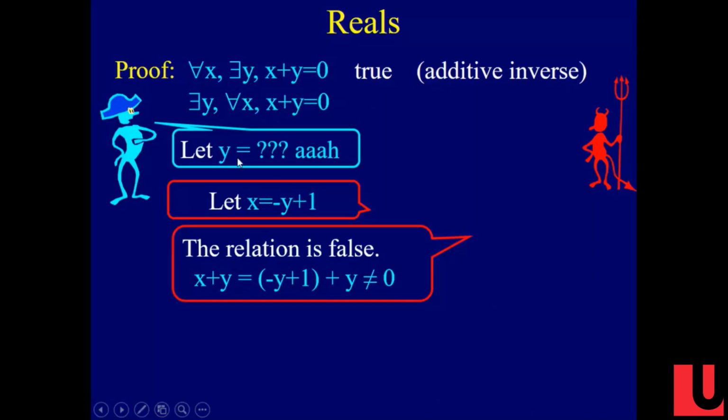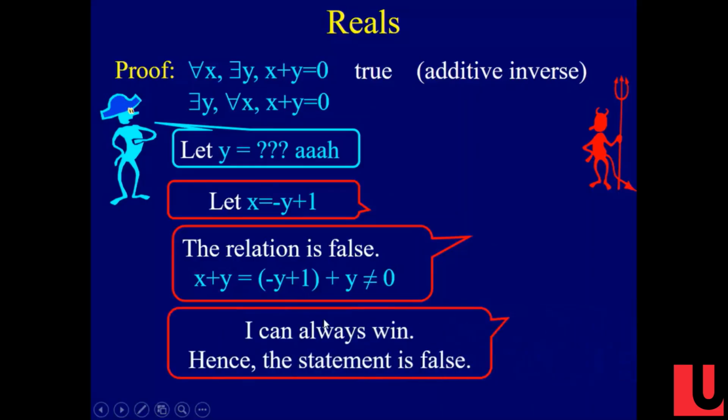That's what we're doing here. Let y be arbitrary, let x be negative y plus 1. Look, it doesn't equal 0. Here we more or less just prove the negation. Right? So this is false.